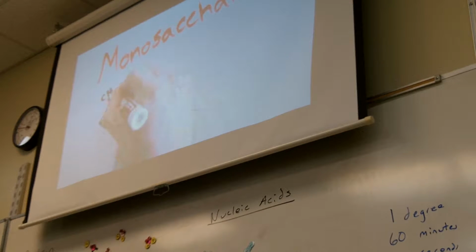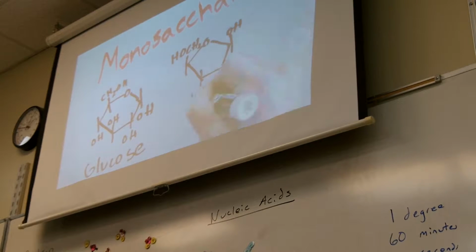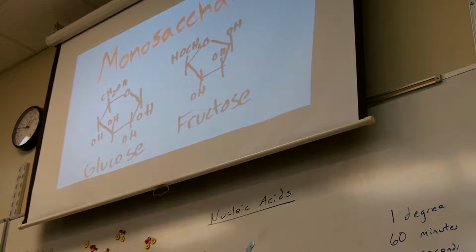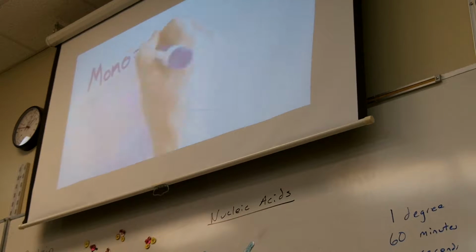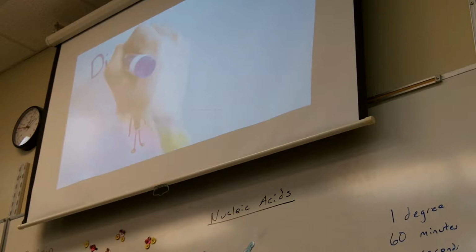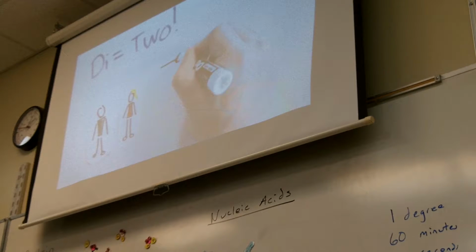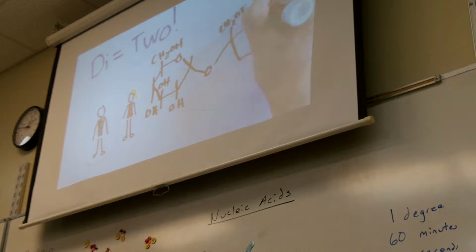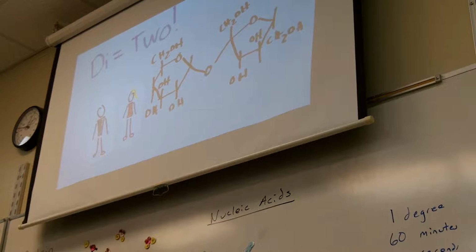They are the simple forms of sugar, such as glucose and fructose. A great way to remember this is to understand the parts of the name: mono meaning single, and saccharide meaning sugar. Disaccharides, di meaning two, is two saccharides or two sugar molecules that have been linked together forming a chemical bond. An example of a disaccharide is sucrose, which is one glucose and one fructose bonded together.